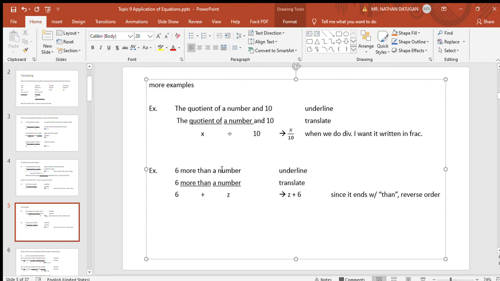Okay, we're moving on. So we have 6 more than a number. First things first, underline. More than and a number are keywords. Now let's translate it. It's going to be a plus, and a number is going to be, let's say, z. Now let's put it together. Since it ends with the word than, instead of 6 plus z, it's going to be z plus 6. So just keep in mind, than and from, order reversed; everything else, write it as is.